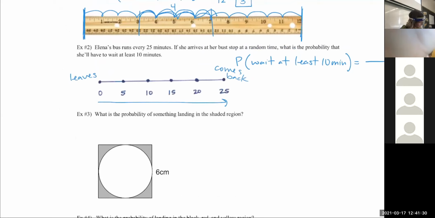If I get to the bus stop right here, how many minutes am I waiting until the bus comes back? 5 minutes. Okay. If I get there right here, how many minutes am I waiting until the bus comes back? 10 minutes, right? This gap right here is 10 minutes. So this is the point where you wait exactly 10 minutes, but it says she'll have to wait at least 10 minutes. So 10 minutes or 11 or 12 or 13 or 14 or 15 and so on and so forth. All of this is waiting 10 minutes or more.